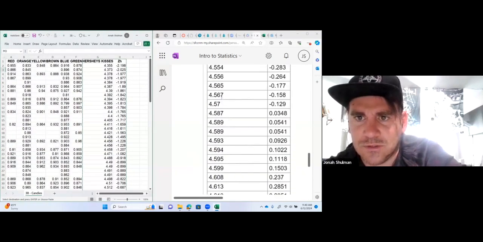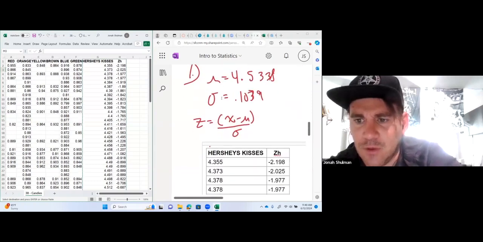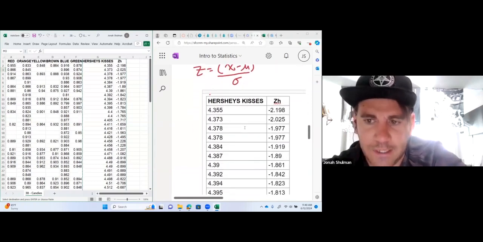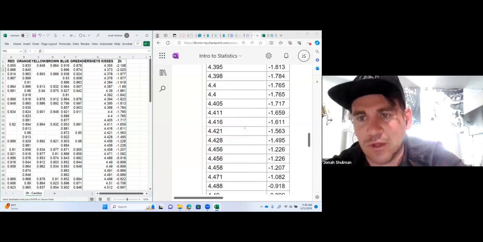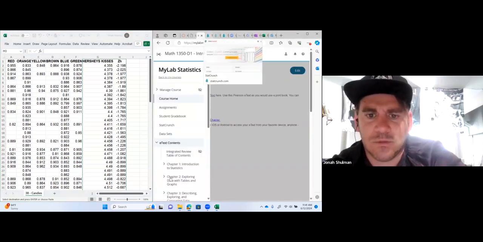Here it is. Sweet. So there is 1A. They wanted every Z-score. We gave them every Z-score, and guess what? We also put them in order. Cool. Let's go to the next one.